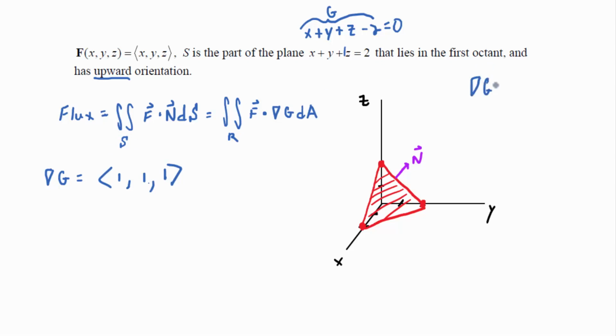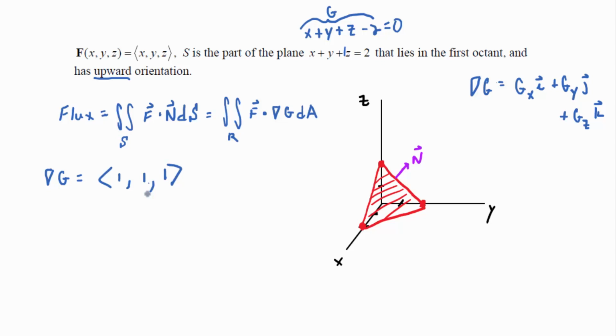So it's del G. It's equal to the partial of G with respect to X. Just out of habit, I called it F. And then partial of G with respect to Y is your J component. And then partial of G with respect to Z is your K component, right? But I wrote it in component form. Everybody with me? Okay, so that's del G.